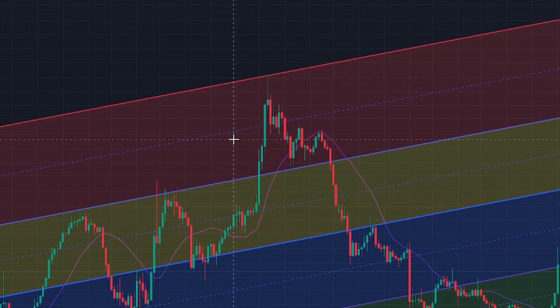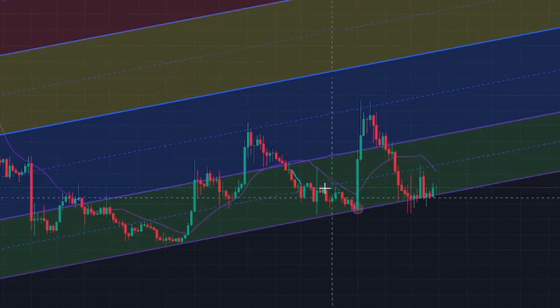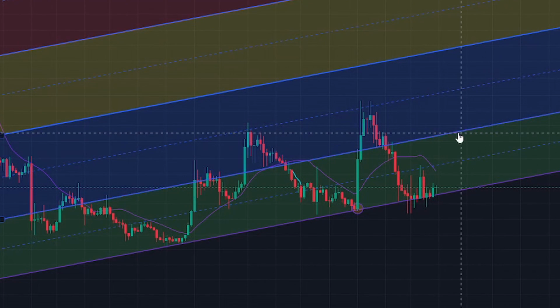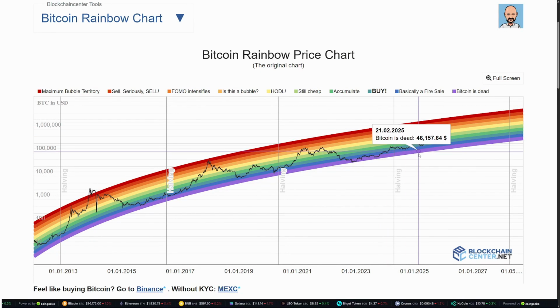So here, red, guys, is a territory where you should be preparing to sell, whereas the green zone here, where we're trading now, is actually more of a buy zone. Do note, though, that we did simplify this model because we have only 4 colors, whereas the model for Bitcoin notes a lot more colors.